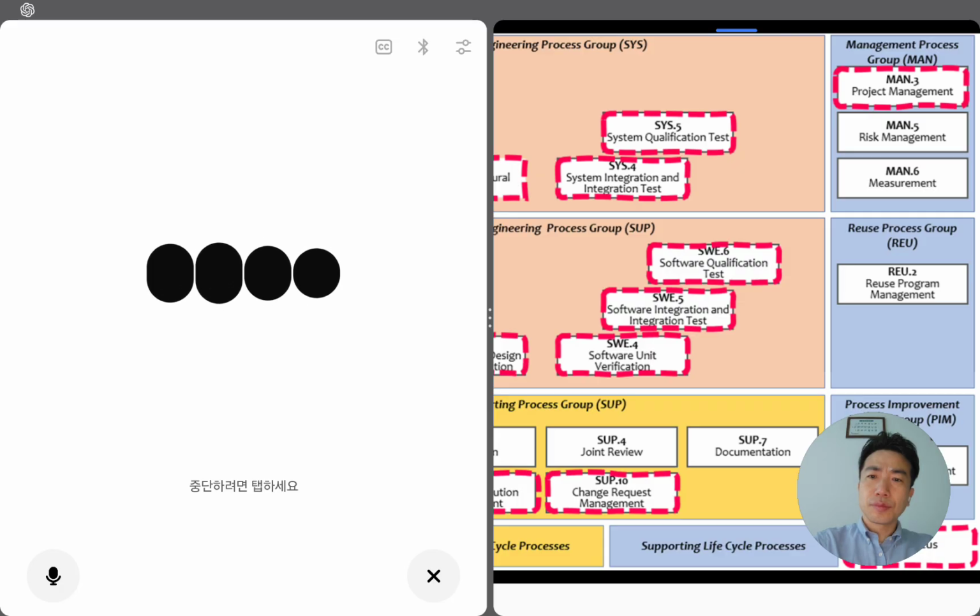KPI set, MAN.6 link: requirements volatility, defect trend, burn down, test progress, CM baseline count, change lead time. Status reports and dashboards, weekly, monthly, with deltas and actions. Meeting minutes: project review, risk review, change control board, CCB. Baseline and change records: plan baselines, CRs, approvals, ties to SUP.8, SUP.10. Supplier plan and SOW if you have vendors, ties to ACQ.4. Lessons learned after each major gate.